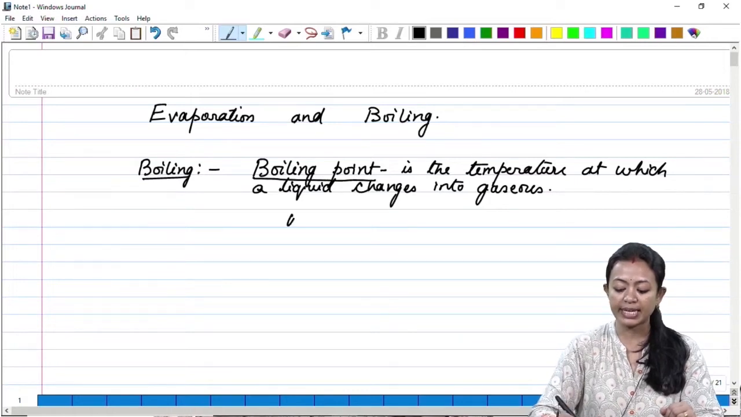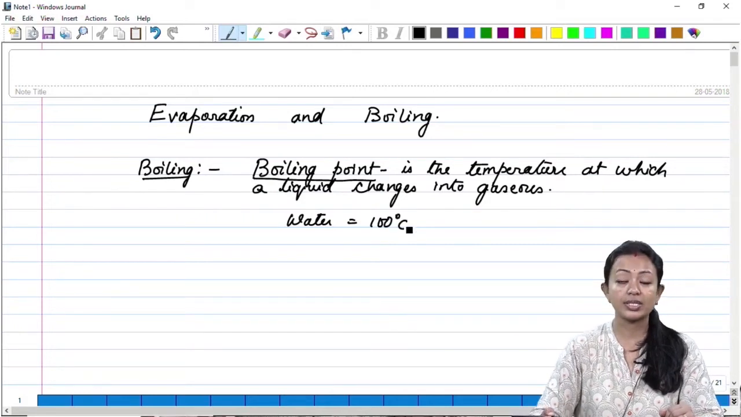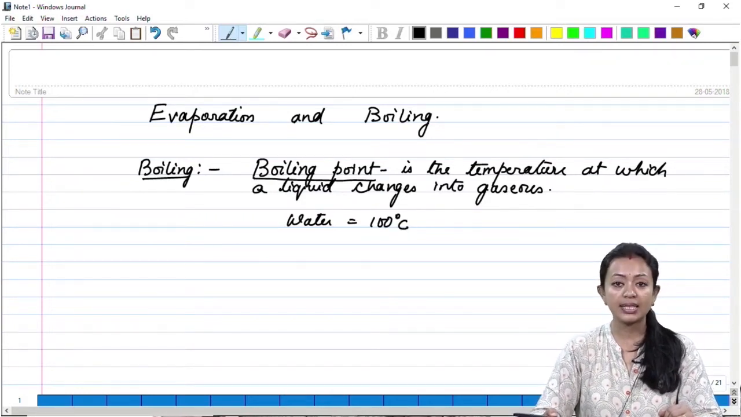For example, in case of water, the boiling point is 100 degrees Celsius. So it is at 100 degrees Celsius you would see that water would start converting into its vapor state, into the gaseous state, that we term as water vapor. Similarly, for alcohol it is 70 degrees Celsius, and at 70 degrees Celsius alcohol starts converting into the gaseous state. So likewise we have many such liquids which boil at different temperatures and get converted from the liquid state to the vapor state or the gaseous state.